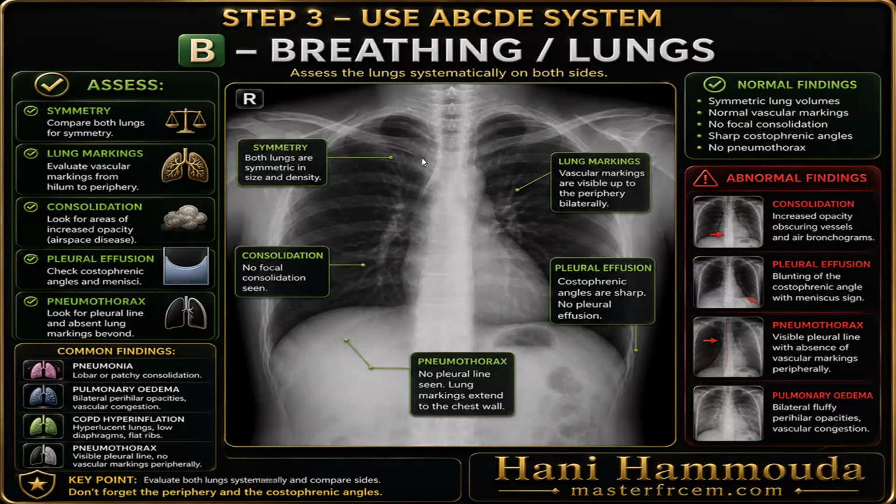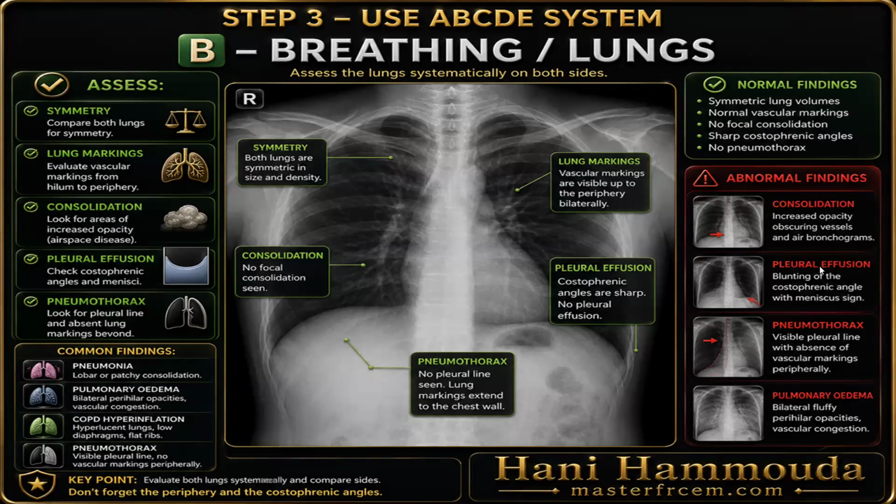So breathing, we said normal, clear lung fields. If you find consolidation, what does it mean? I'm talking about the finding first, not the diagnosis. If you find increased opacity, and this opacity is obscuring, covering the bronchovascular markings, it means consolidation. It could be pneumonia. Easy? If you find blunting of the costophrenic angle, it means pleural effusion.